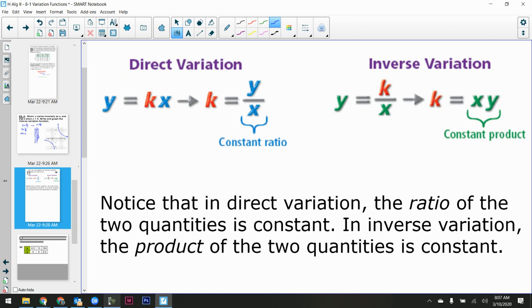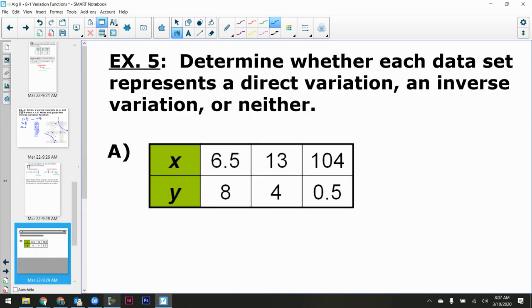So in a second, you can see it in the next slide. I'm going to give you a table of values, and I'm going to ask you, is it a direct variation? Is it an inverse variation? And if so, what is the k value? It could be neither of the two. I'm not saying this has to be one or the other. I'm saying show is it a direct variation, show is it an inverse variation, and then decide which one it is, and then write the function too. Determine whether each data set represents a direct variation, an inverse variation, or neither.